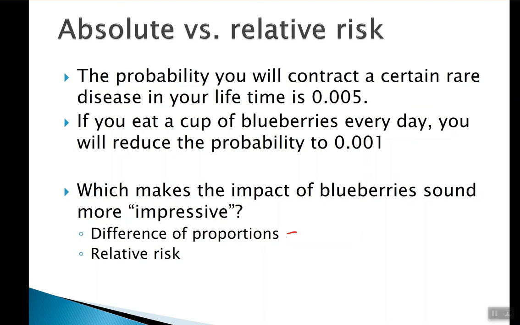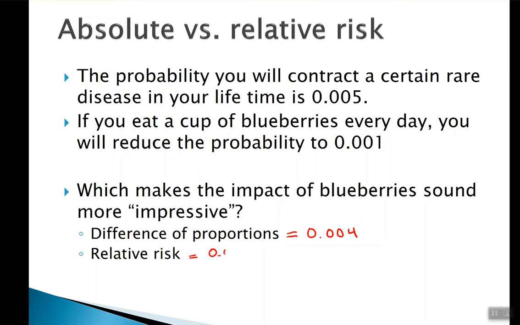So if you calculate the difference of proportions, you're just going to subtract them and you get 0.004. So basically the proportion of people who contract the disease would go down by 0.004. That sounds like a pretty small impact. But let's think about the relative risk.